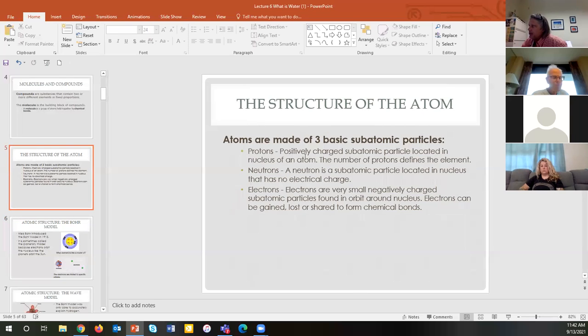When you look at the protons, they're positive, they're in the nucleus, and they define that element. The neutrons are neutral. They're found in the nucleus. They vary in number, and that's what makes an unstable isotope. Electrons are very small and negatively charged. They're outside of the nucleus, and they are dynamic. They can be gained or lost to form ions, and that would be an ionic bond, or they could be shared to form covalent bonds, like co-operative, co-valent. Valence means outer energy level. So covalent means shared outer energy level.